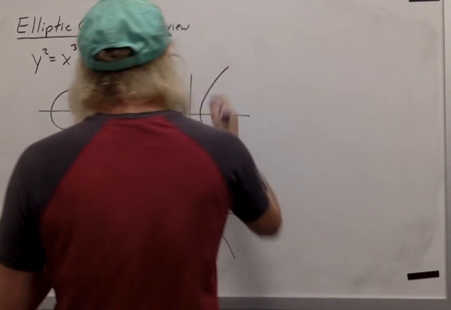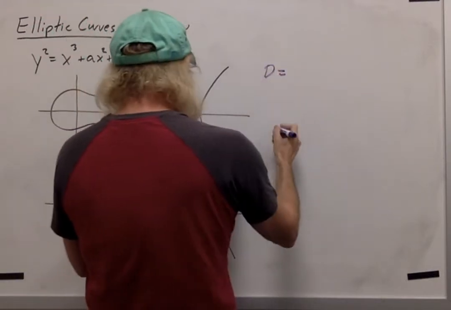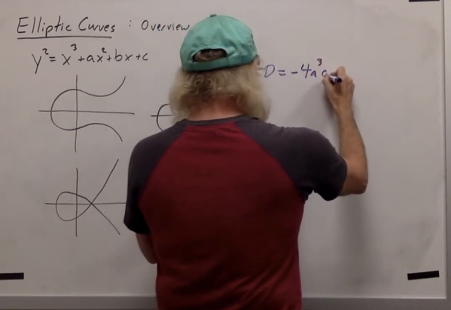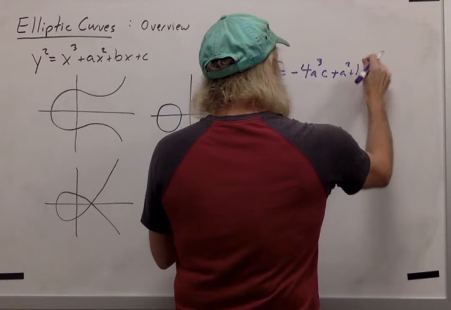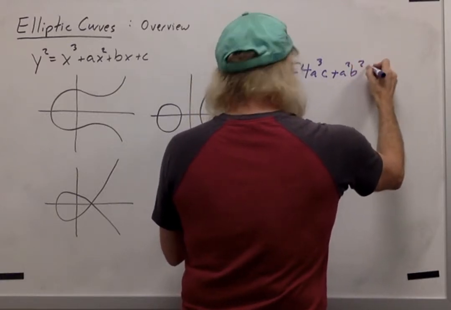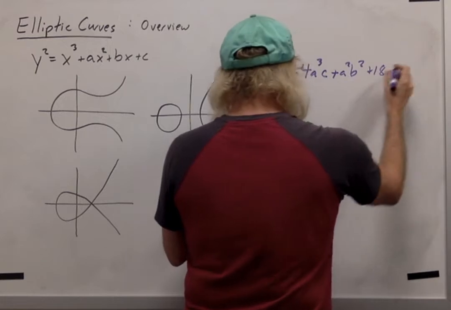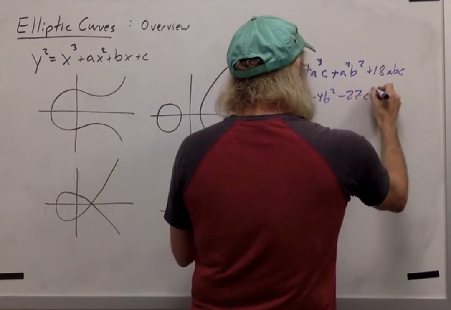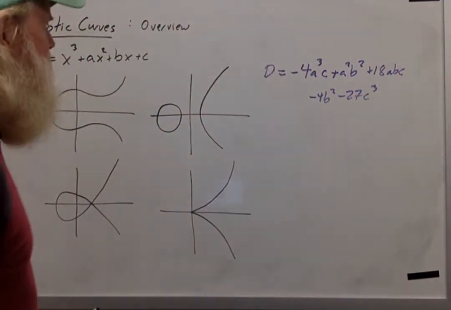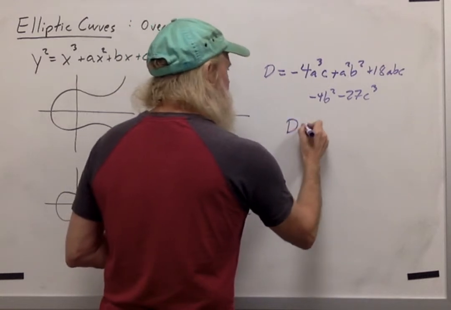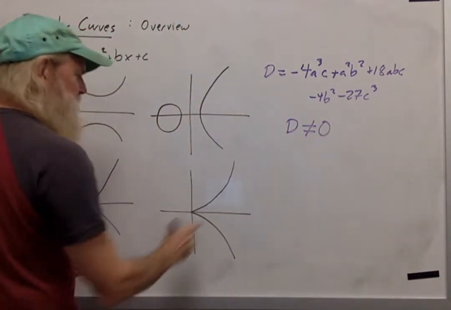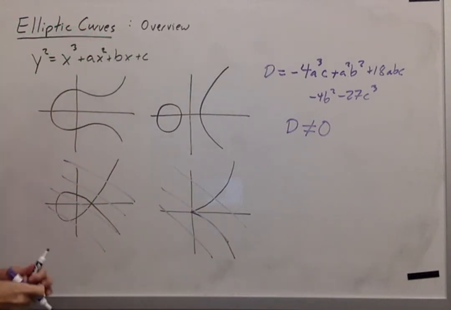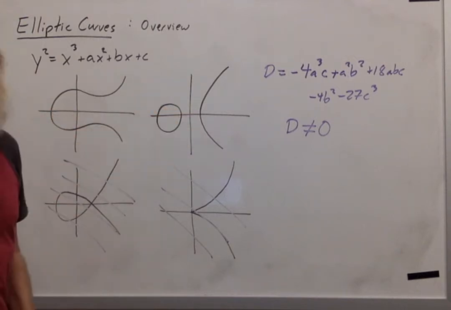Now, in your homework, you calculated a formula for the discriminant, and what you should have gotten is this. The discriminant is negative 4a cubed c plus a squared b squared plus 18abc minus 4b squared minus 27c cubed. If we insist that the discriminant be non-zero, then that eliminates the possibility of cusps or self-intersections, and you only get examples like the top two.